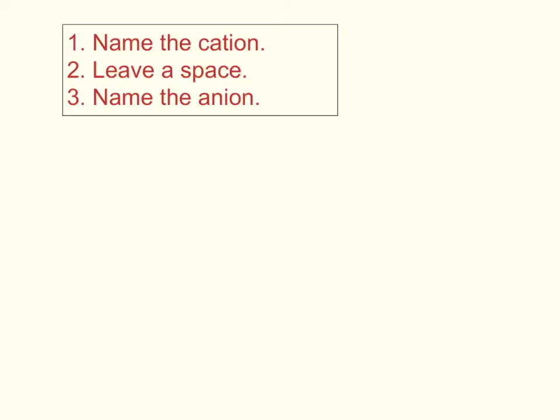Naming ionic compounds with polyatomic ions follows the same rules that we used before. You're going to name the cation, you're going to leave a space, and then you're going to name the anion. So we're going to go through a few examples here. I'm just pulling these from the worksheet that you just did.